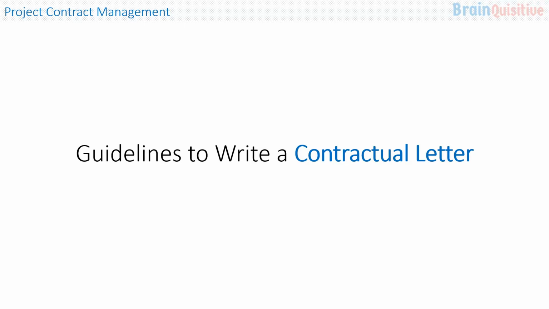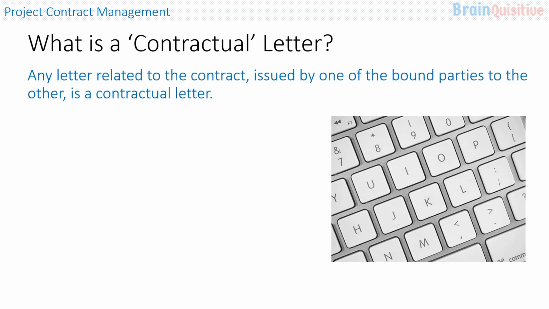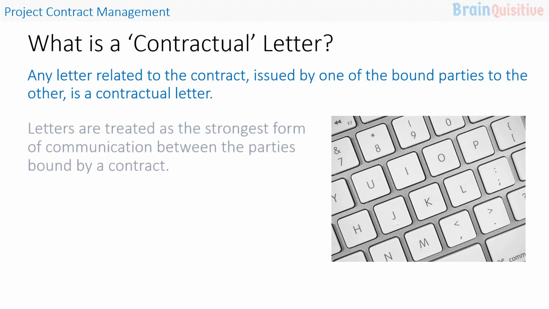In this class, we shall learn how to write a contractual letter. What is a contractual letter? Any letter related to the contract issued by one of the bound parties to the other is a contractual letter. When two parties are bound by an agreement, then any letter which is related to that contract agreement and issued by one of them to the other is a contractual letter.